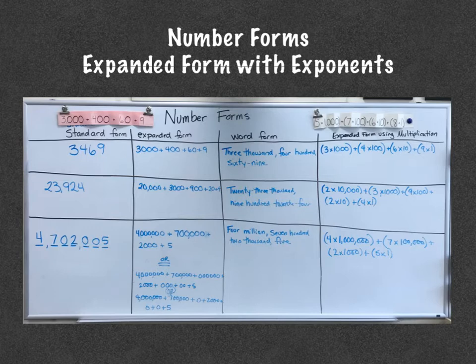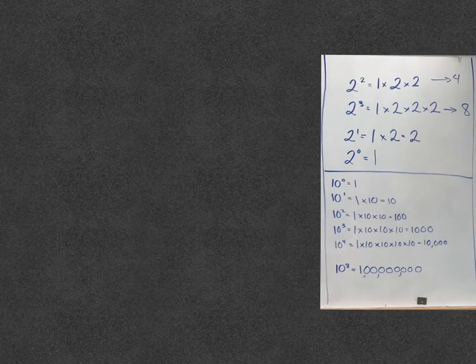So for example, taking this expanded form over here, 3,000 is the same as 3 times 1,000. 4 is the same as 4 times 100. 6 is the same as 6 times 10. And 9 is the same as 9 times 1. We're going to take that concept and apply it to our base 10 numbers. So 10 is equal to 10 to the first. 100 is equal to 10 to the second. 1,000 is equal to 10 to the third, and so on.